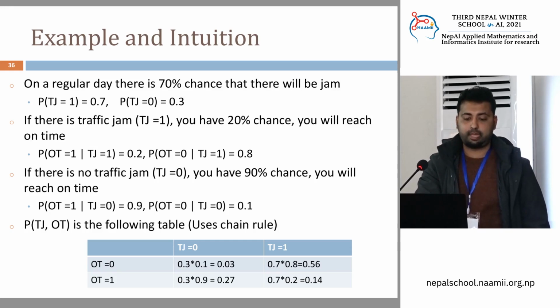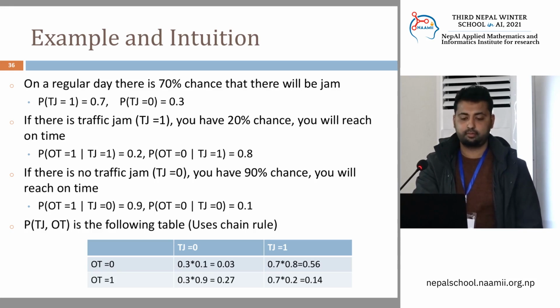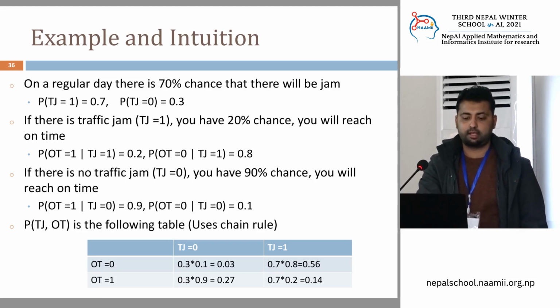And if there is a traffic jam, then the probability that you will reach on time is 20%, which makes sense, right? Because if there is a traffic jam, there is a low probability that you will reach on time. And if there is no traffic jam, then you will reach college on time with a probability of 90%, which also makes sense. So now the joint distribution is something like this.